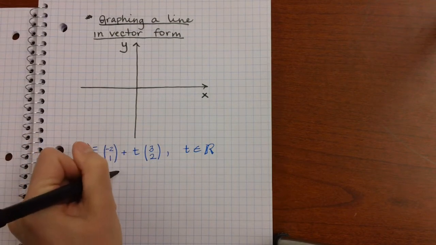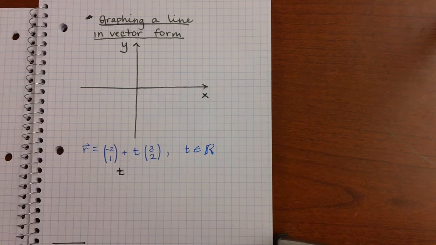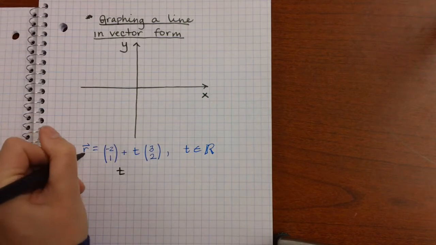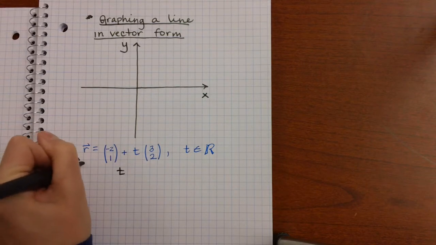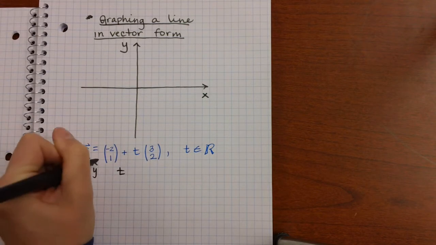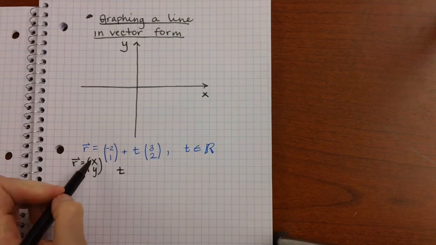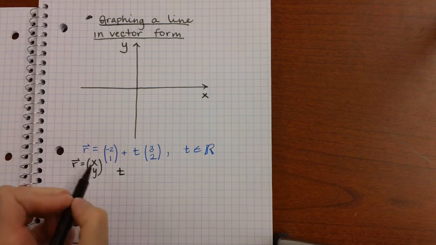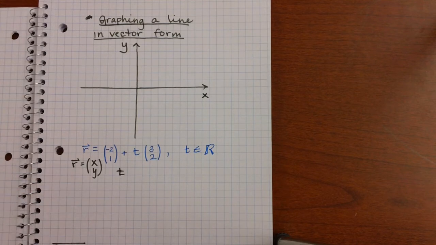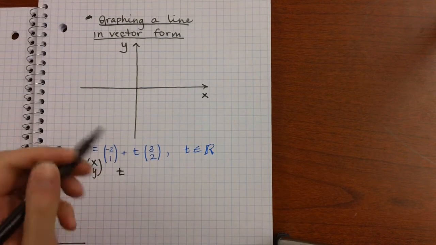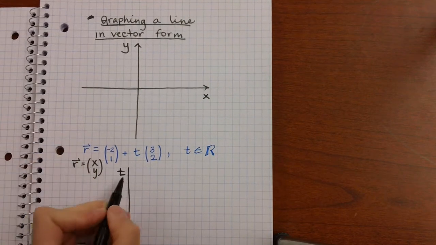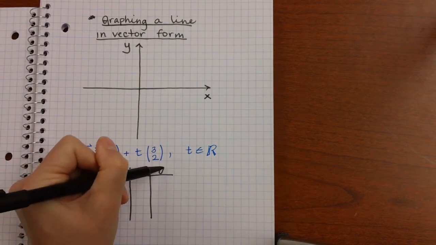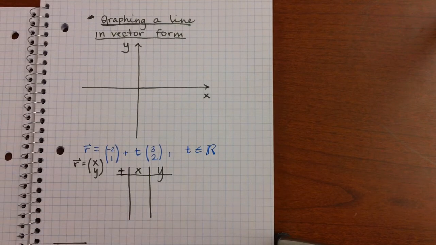So t, and then remember that r is equal to xy. So the x component of r and the y component of r are going to give me my x and y coordinates for each point. All right, so I'm going to make a little xy table here. And I'm going to have my parameter t.